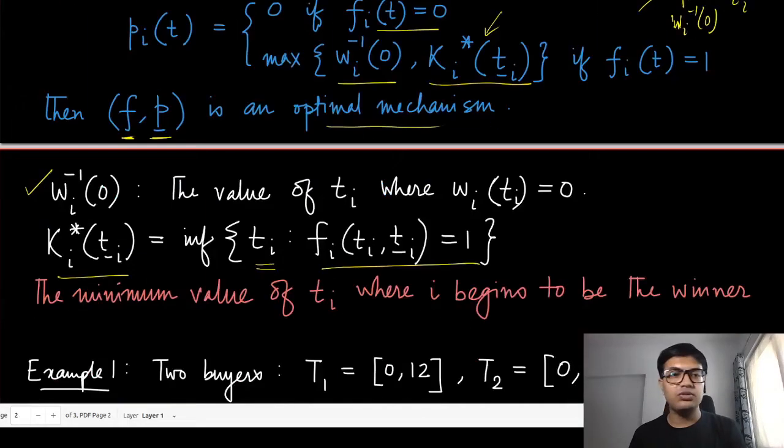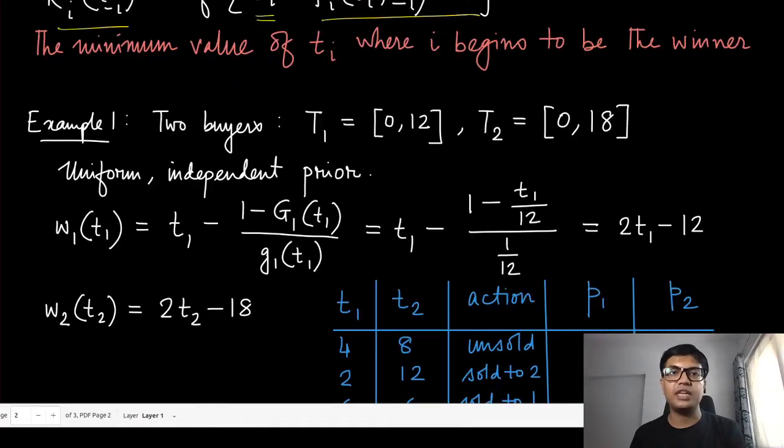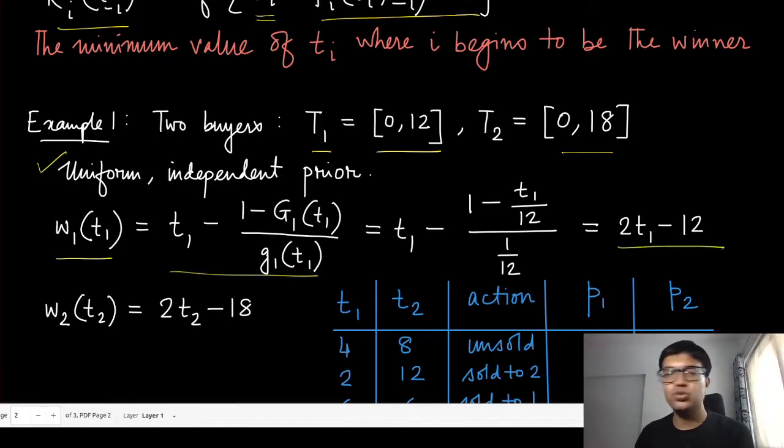So let us now look at some examples to understand what the optimal mechanism looks like. Suppose we start with two buyers. Their type sets are the intervals 0 to 12 and 0 to 18, and each of them has a uniform and independent prior. The first thing is to calculate their virtual valuations, and if you do the math, you will find that this is going to be 2t1 minus 12. Similarly, for player 2 it is going to be 2t2 minus 18.